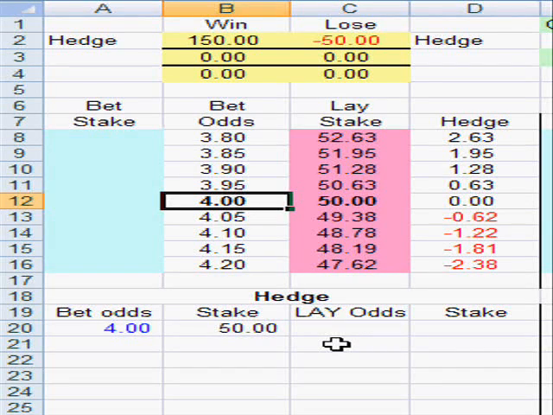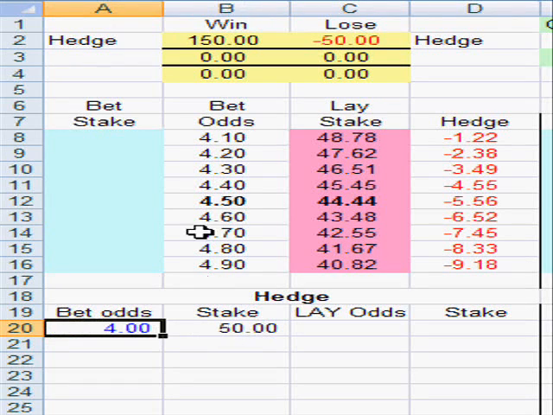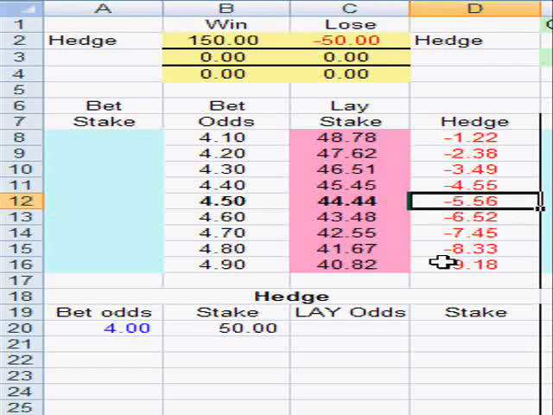Now if the odds go the wrong way, say they go out to 4.5, we've now got a bet at lower odds than the lay odds. So if we were to lay now at 4.5 after betting at odds of 4, if we laid £44.44, we would lose £5.56 on our trade.